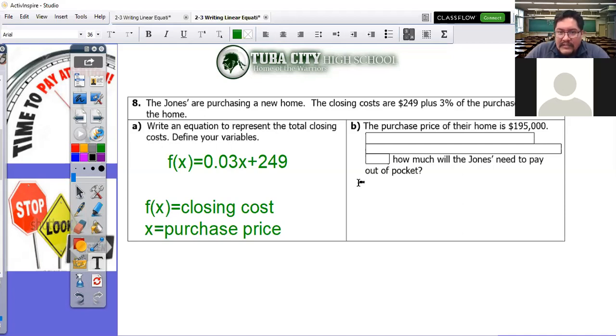So the purchase price of their home is $195. And since we said x is the purchase price, that means we're probably looking for the closing cost. Now, this is another term that they're saying, and that's out of pocket. And again, they switched the vocabulary because it should say what is the closing cost of the house.